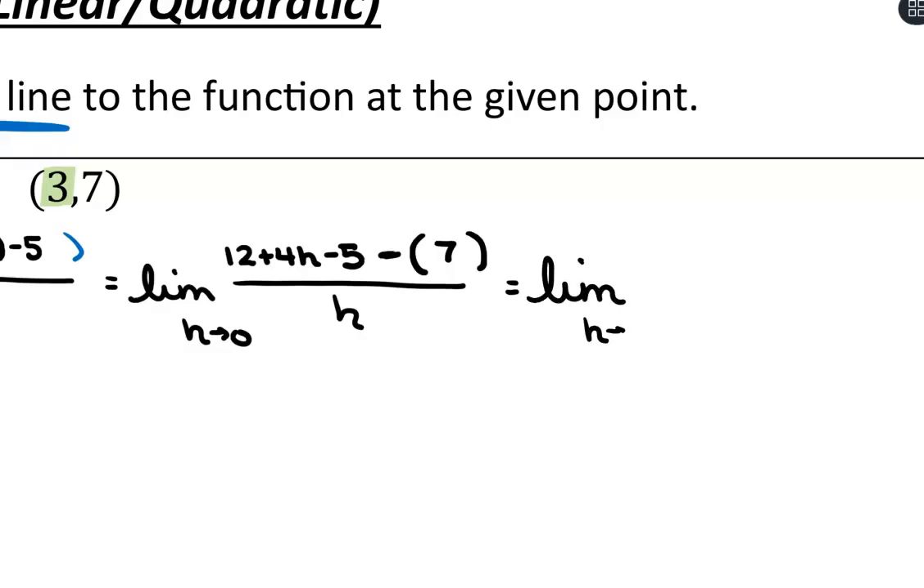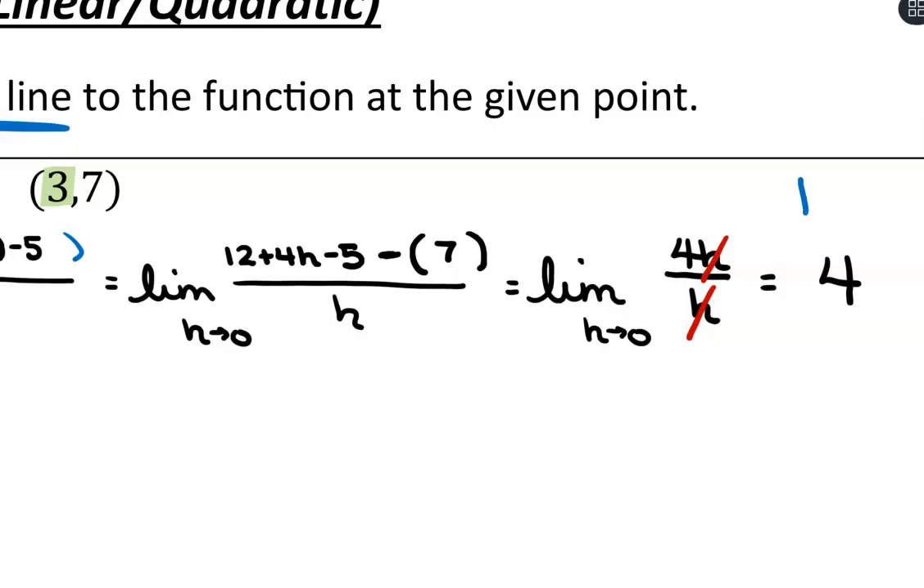I can continue on my work. Limit as h approaches 0. So 12 minus 5 is a positive 7, minus 7. So those constants are going to turn into a 0, so I just end up with 4h over h, which means the h's are going to cancel, and I'm just evaluating the limit of 4, which is just equal to 4.